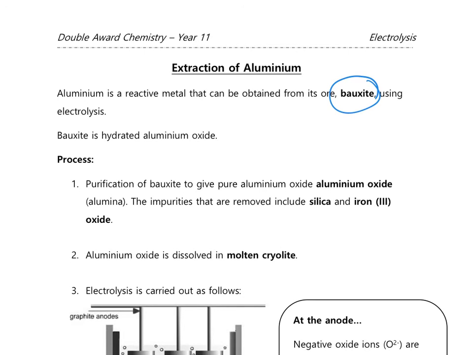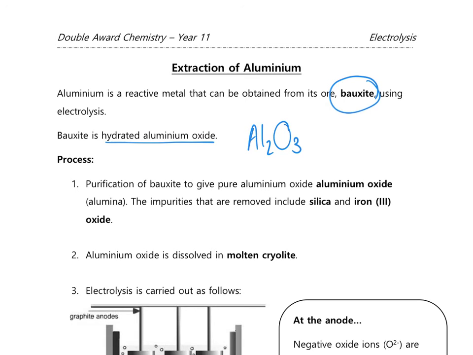What we find in nature is bauxite, and we call that its ore. So the metal ore is called bauxite, and you need to be familiar with that name. You might be asked, what is the ore of aluminium called? In chemical terms, bauxite is hydrated aluminium oxide. So basically, it's aluminium oxide, which is Al2O3. The hydrated part just means that it has some water molecules connected to it.